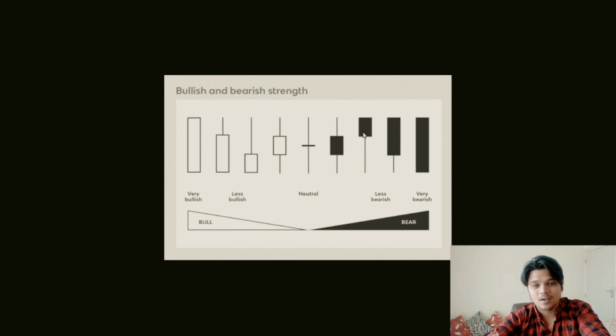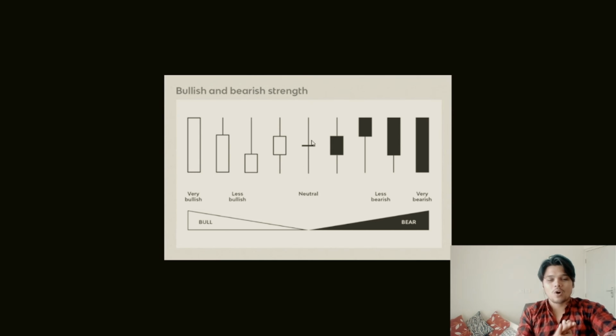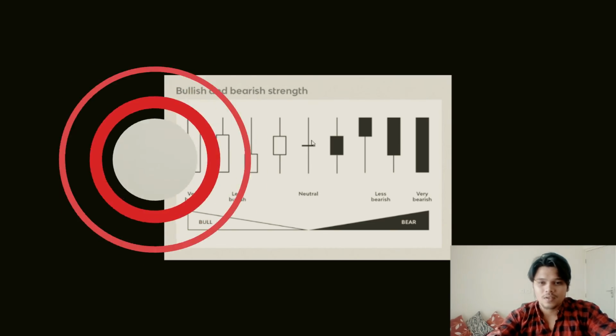And if you can see a pattern like this, bear strength is less, and this means there are some sellers on the market, and this is very bearish. So this is very bearish, lesser bearish, much lesser bearish, and this is also lesser bearish, and this is neutral. Similarly it goes with bullish: very bullish, less bullish, much less bullish, and this is neutral, okay. So I hope you got the idea what a candle represents, right?